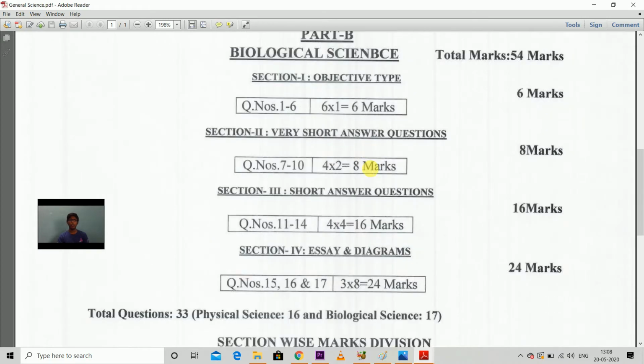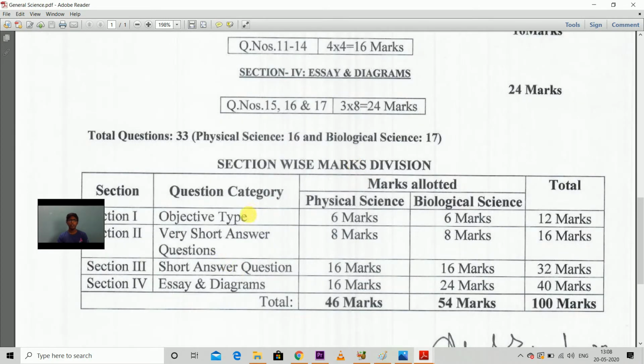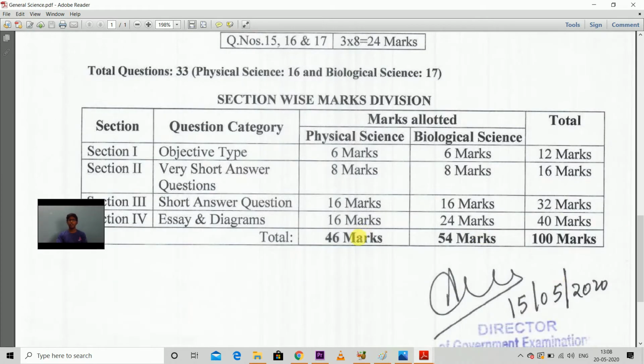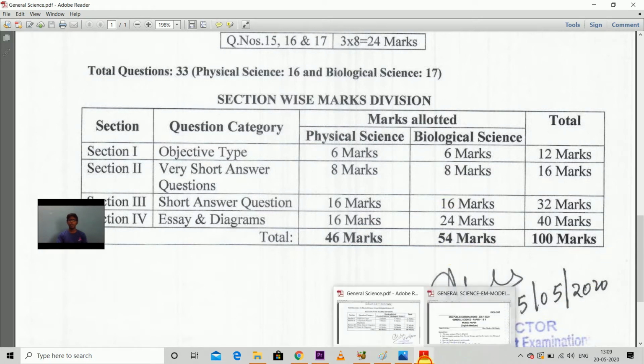This is a blueprint, and you can observe how the sections are divided. In the first section of physical science you have 6 questions, each carrying 1 mark. In biological science, it is the same. The same here also, you will get 8 and 8. Only in the fourth section do you observe the difference. Here, 16 marks, total 2 questions are given, but for 8 marks questions, 3 questions are given in biological science. So 46 marks for physical science and 54 marks for biological science. You will have a 100 marks question paper.